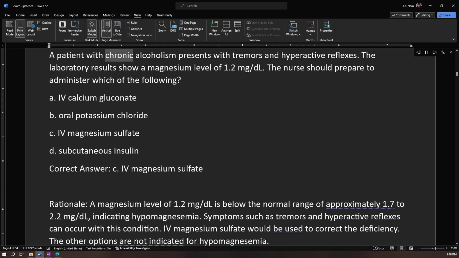A patient with chronic alcoholism presents with tremors and hyperactive reflexes. The laboratory results show a magnesium level of 1.2 milligrams per deciliter. The nurse should prepare to administer which of the following? A. IV calcium gluconate. B. Oral potassium chloride. C. IV magnesium sulfate. D. Subcutaneous insulin. Correct answer: C. IV magnesium sulfate.